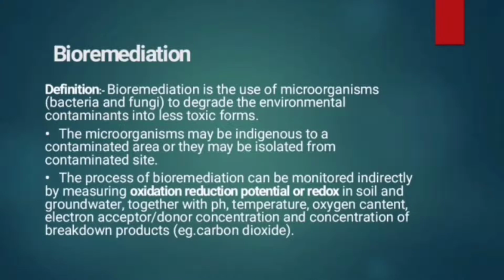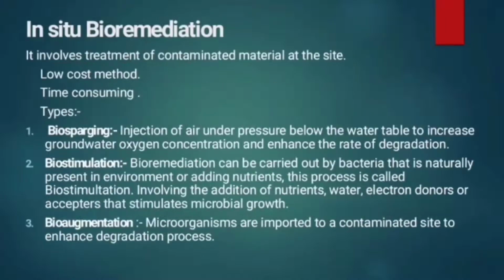The process of bioremediation can be monitored indirectly by measuring oxygen reduction potential or redox in soil and groundwater together with pH, temperature, oxygen content, electron acceptor, donor concentration and concentration of breakdown products. Example, carbon dioxide. In situ bioremediation involves treatment of contaminated material at the site. It means degradation is carried out at a contaminated site. Advantage, low cost method. Disadvantage, time consuming.